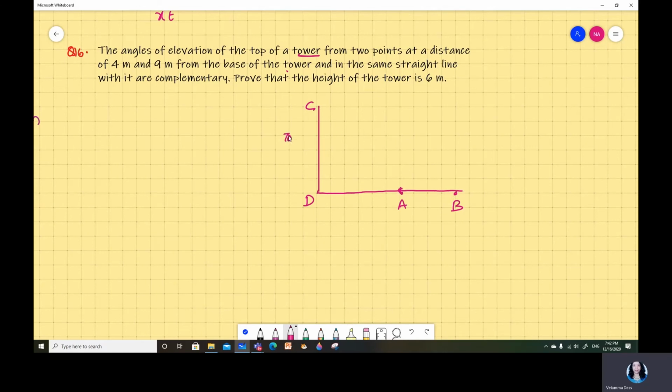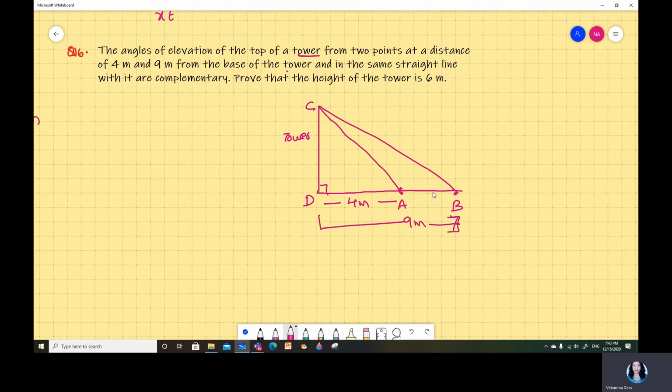This is the tower. Top of the tower is the point C. So angle of elevation from the point A and from the point B. AC and BC are nothing but the line of sight. So the angles of elevation of the top of the tower from two points, A and B, at a distance of 4 meters and 9 meters from the base of the tower. A will be at a distance of 4 meters, this is DA, and B is at 9 meters. So BD is given as 9 meters.